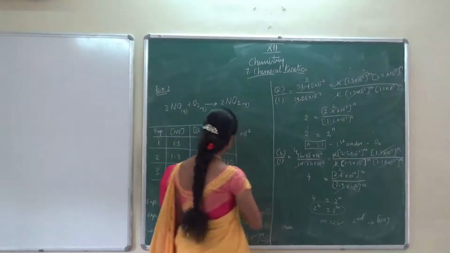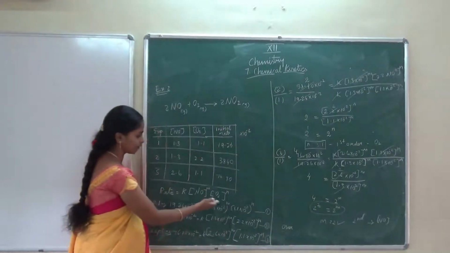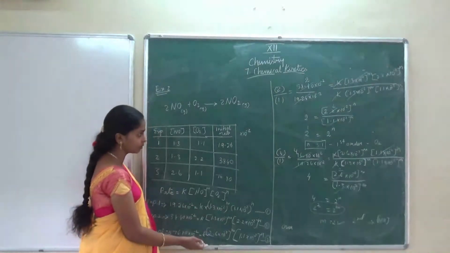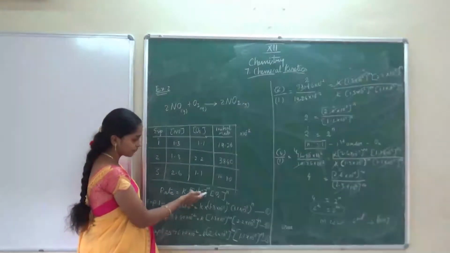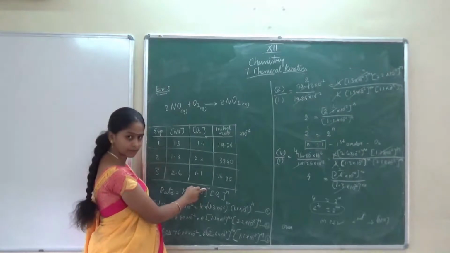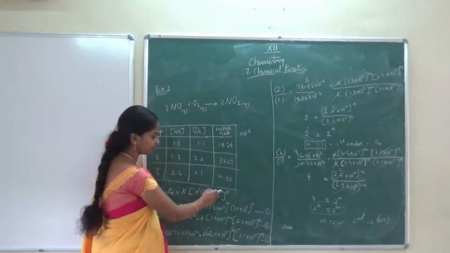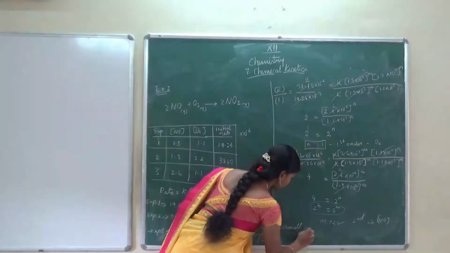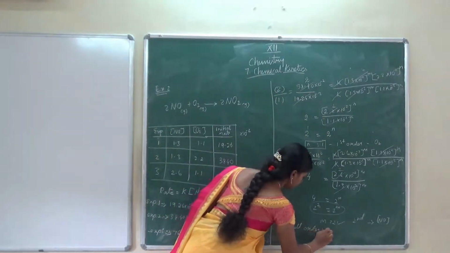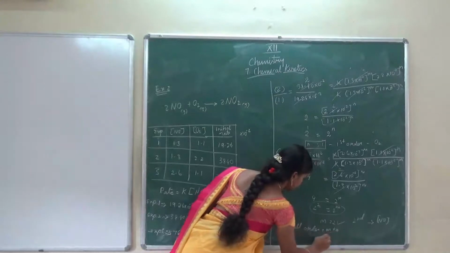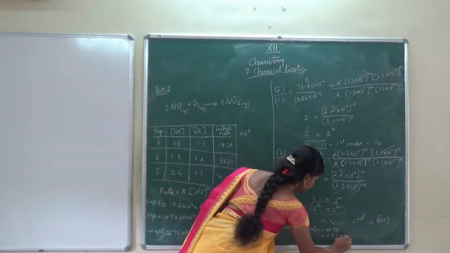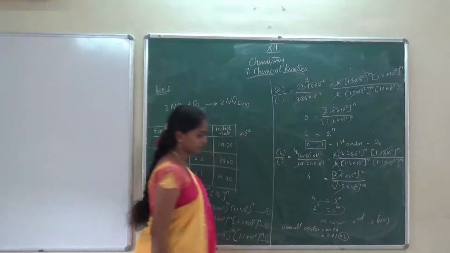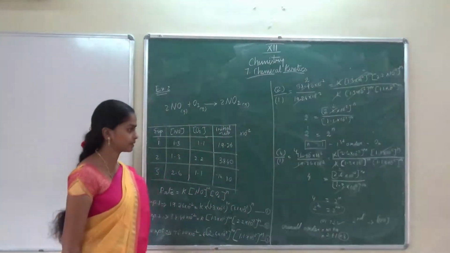So now for the overall reaction, we are asking you to find the order of the reaction. What you have to do? Order, what is the formula I said? Order is equal to the sum of the values of these powers, m plus n. So overall order is equal to m plus n. So 2 plus 1 is 3. So the overall order of the reaction is 3, third order reaction.